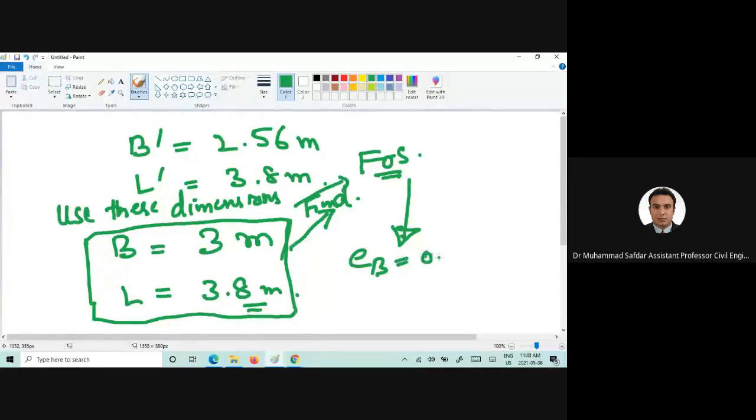EB is equal to 0.24 meter. Use these dimensions. EL is equal to 0. Give me the factor of safety.